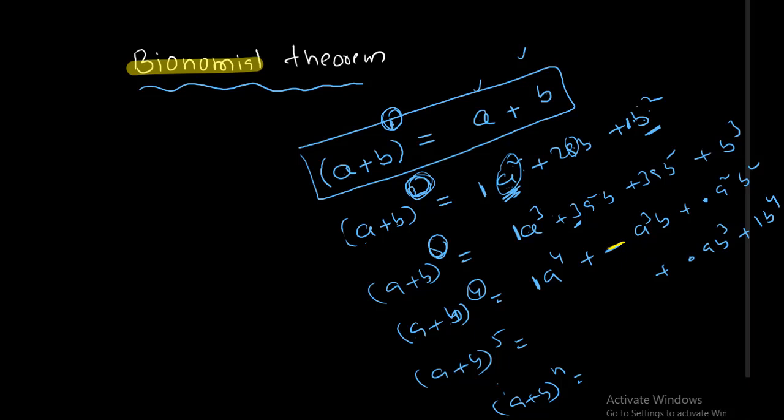But what is the important thing? What are the values of these coefficients? At this stage, I don't know. The extremities here are 1, I can say: a power 4, b power 4.